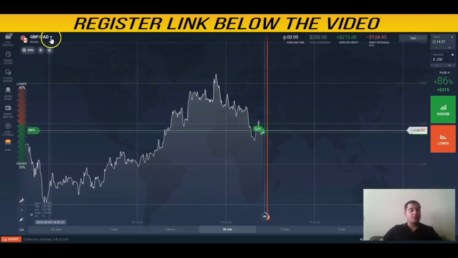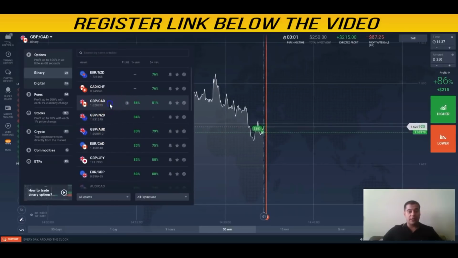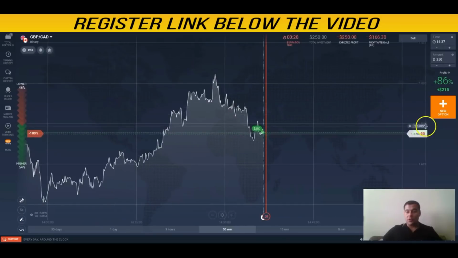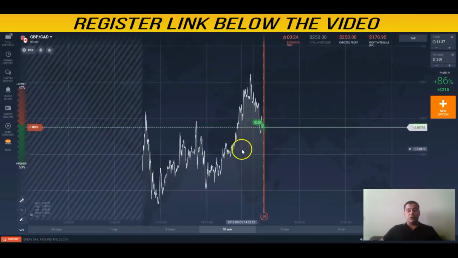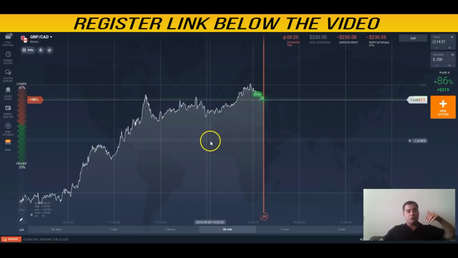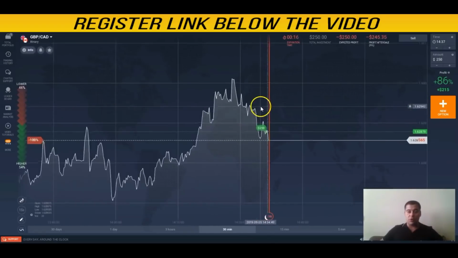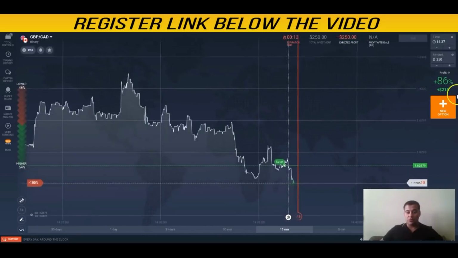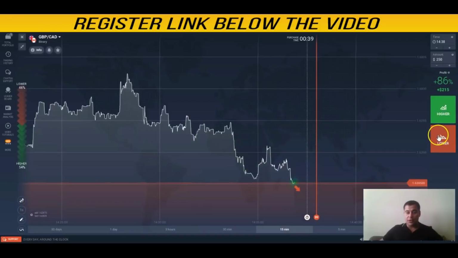Right. First of all, you need to choose the most profitable asset to trade on. Like for now, it's 86%, and it's okay for me. So to understand what's happening in general, you need to scroll out a little bit to see what's going on. And there's just two buttons as usual, higher and lower.